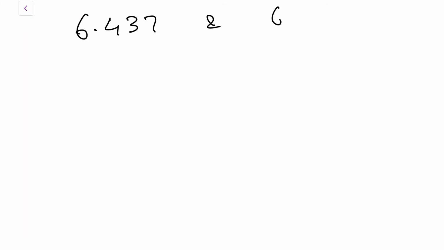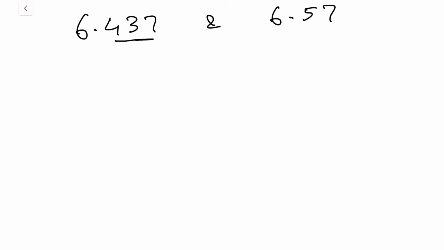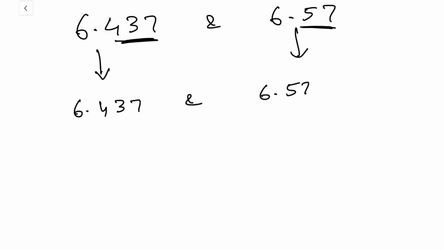6.437 and 6.57. How do we compare these two decimals? The first step is to always convert the decimals into like decimals. As you can see, they are unlike decimals because this has 3 decimal places and this has only 2 decimal places. So let's convert this into like decimals. How do we do that? We've seen it earlier. 6.437 is as it is, and here we write it as 6.570. Now they are like decimals because both have 3 decimal places.